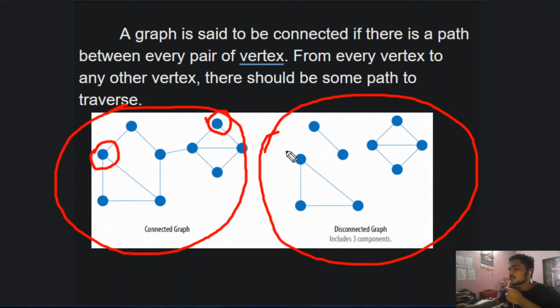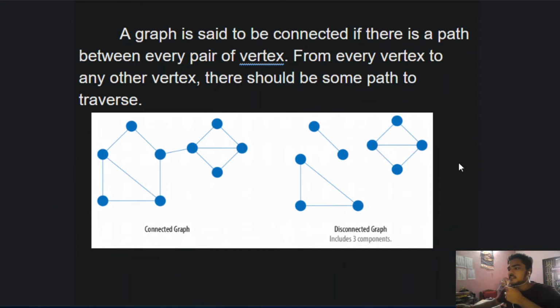So it's split into three components right here. Okay, so that's a disconnected graph, but a connected graph is always a single component where we can traverse from any node to any node through any path. Okay, so that's that. I hope you understood this. It's pretty simple, right? Okay, so now let's jump on to the next one.